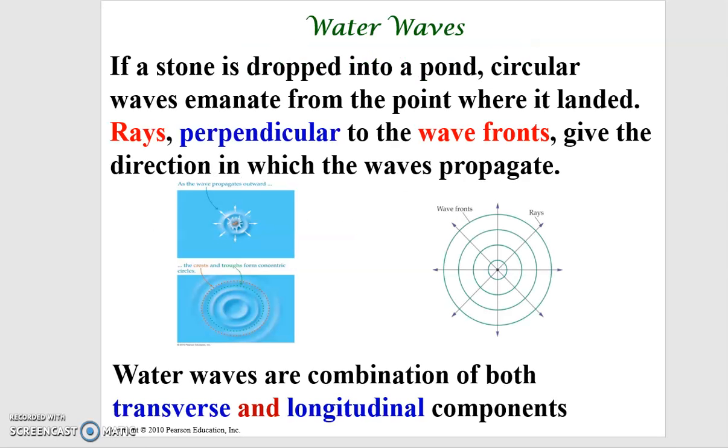Let's review what we learned before in chapter 14, on water waves. We mentioned before that water waves are a combination of transverse and longitudinal waves. When you throw a stone into a pond, it produces a wave propagating outward spherically, and the center is the source, where the stone hit the water.